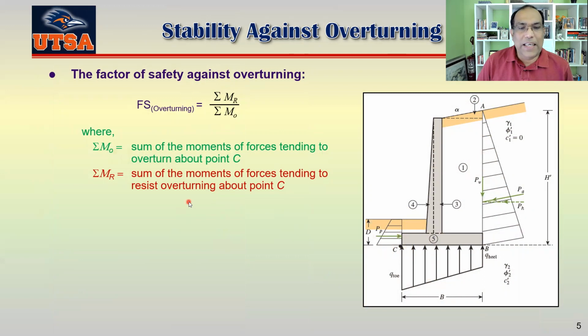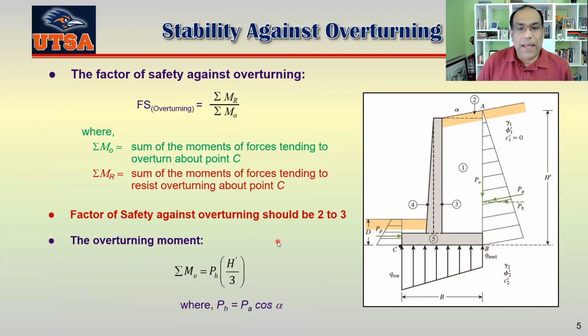So you can see here, basically the factor of safety against overturning should be 2 or 3, and the overturning moment you can see here, that's basically pH multiplied by h by 3. That's actually trying to rotate. So you have to take a moment here, and this horizontal force pH multiplied by h by 2, that's actually trying to overturn that one.